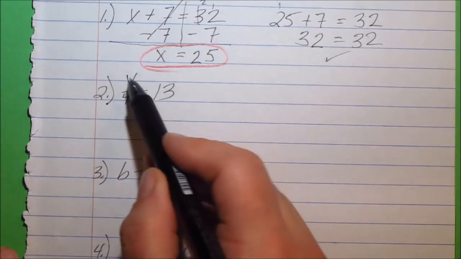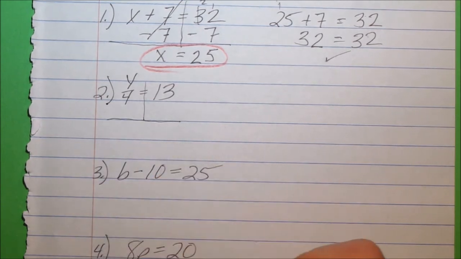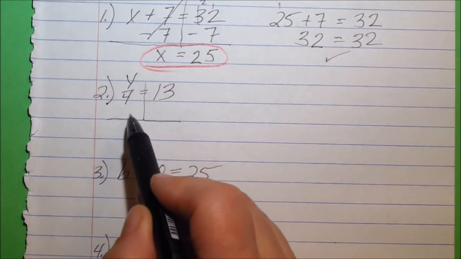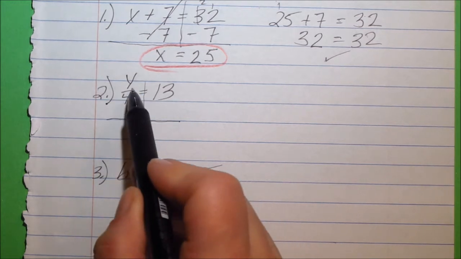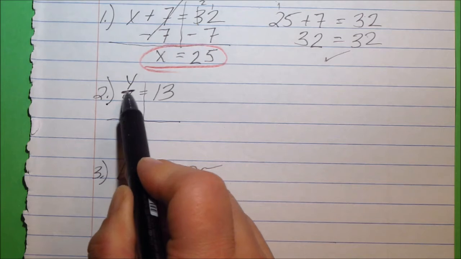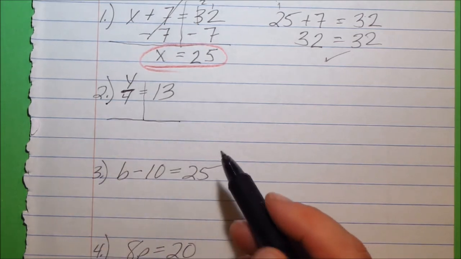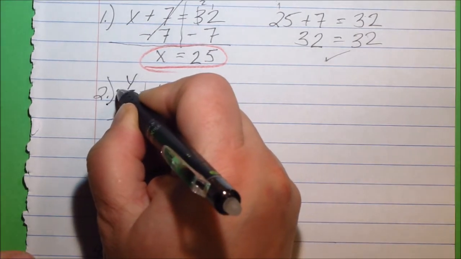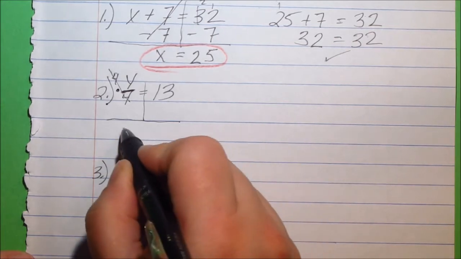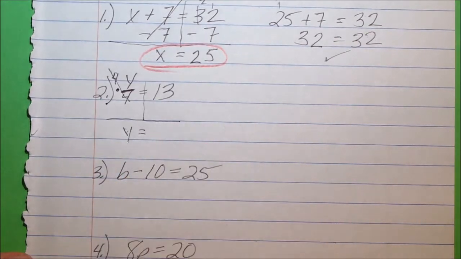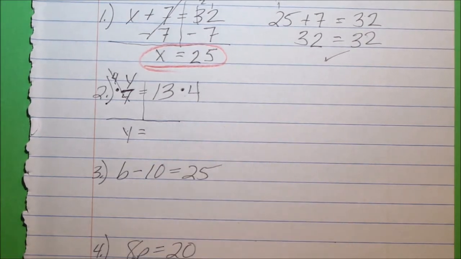Problem number 2 is y divided by 4 equals 13. So first I build my fence. Y wants to be in his house by himself. Somehow we got to get 4 out of there. Well, this division symbol here, this fraction symbol there means division. So the inverse operation of division is multiplication. So we are going to multiply by 4, and that cancels them out. Now y is by itself. But what we do to one side, we have to do to the other. So now we're going to multiply the 13 by 4.